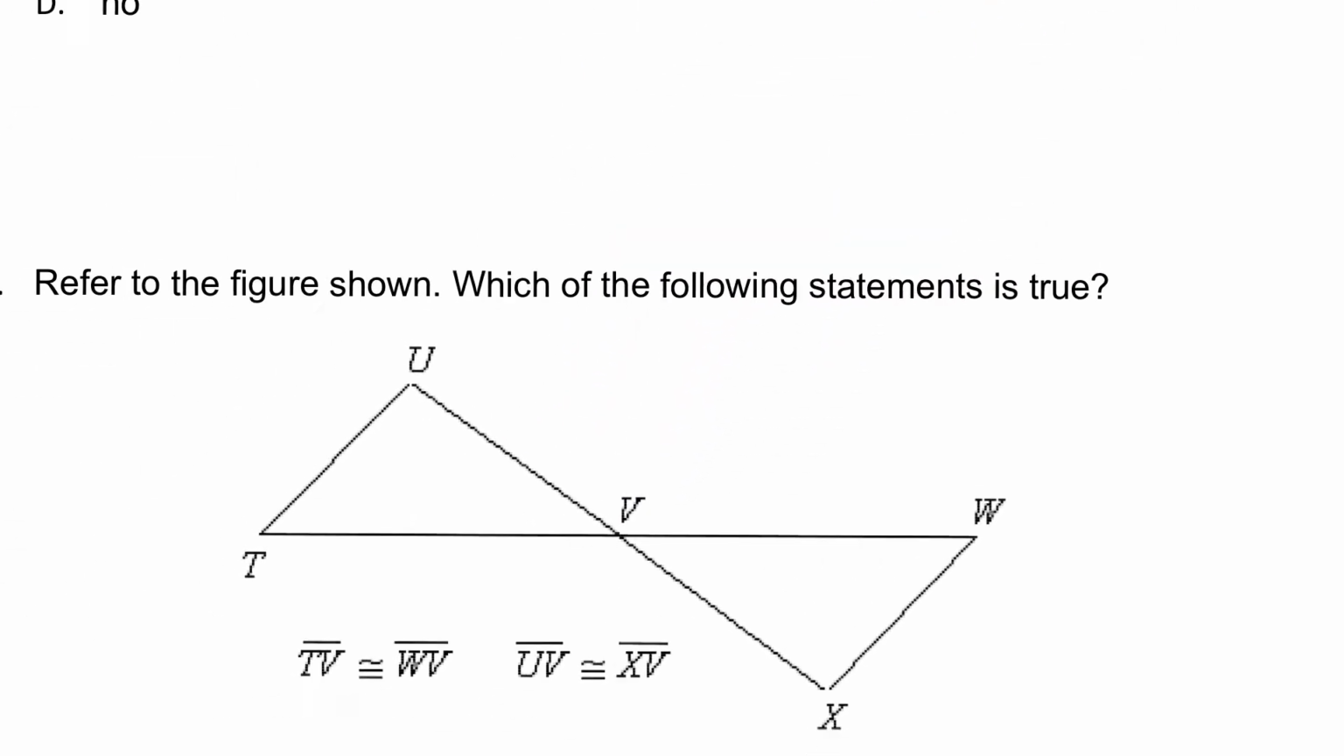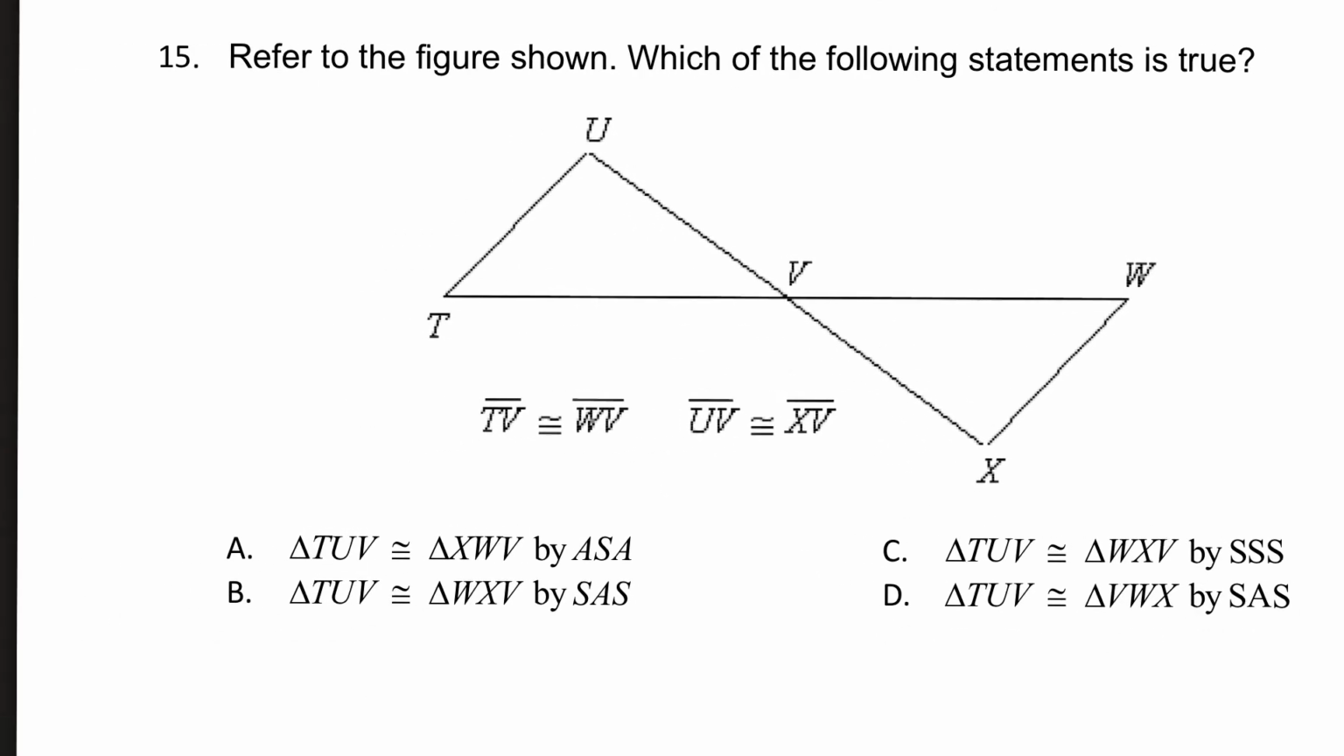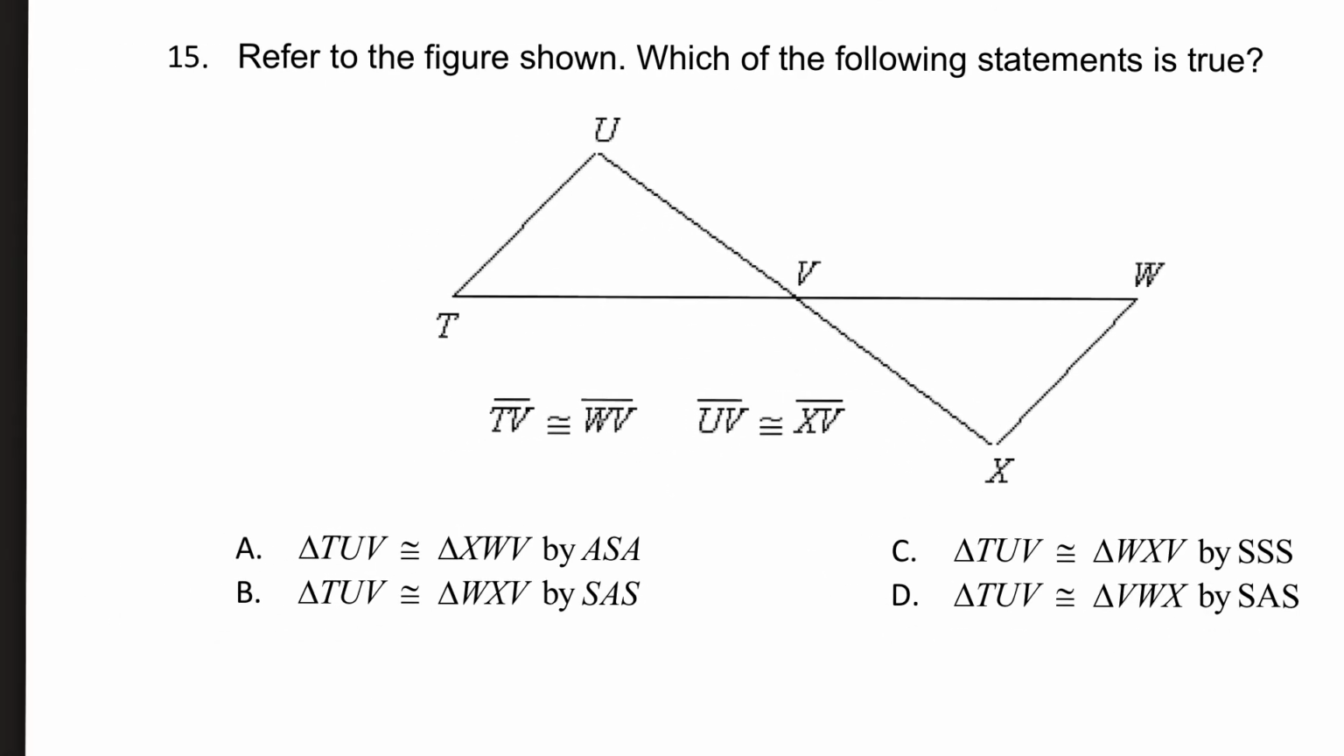Ooh, 15. Another bow tie problem. Here we go. Okay, refer to the figure shown. Which of the following statements is true? So TV is congruent to WV, or segment TV is congruent to segment WV.